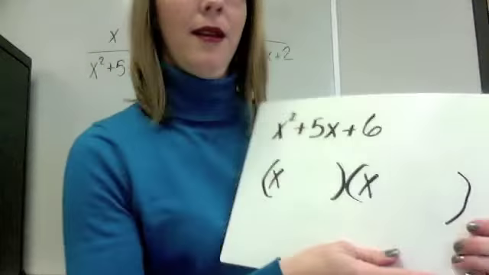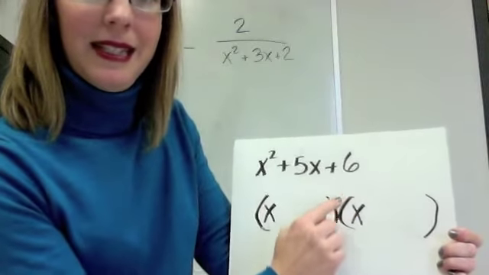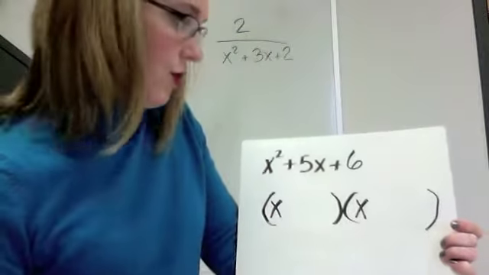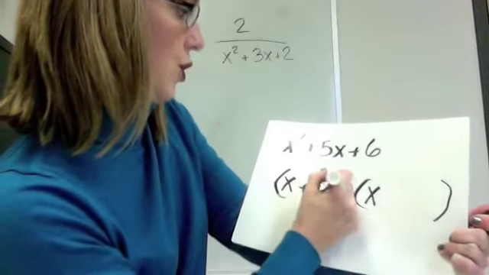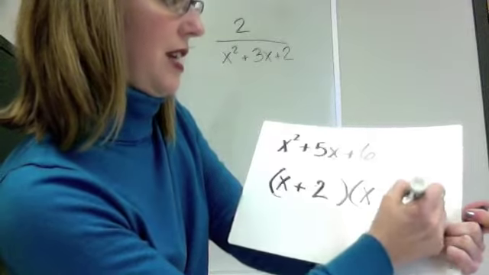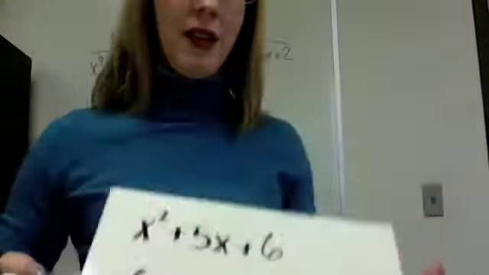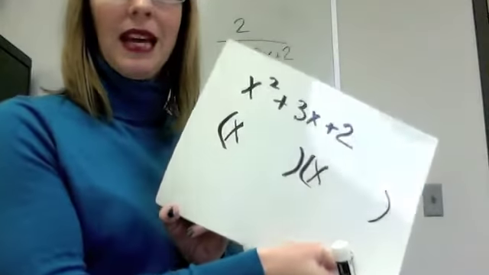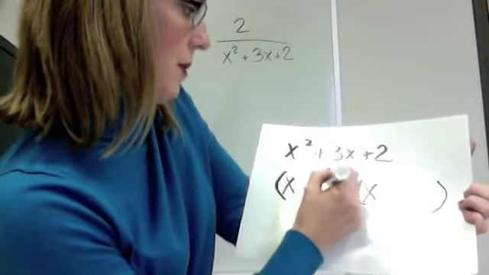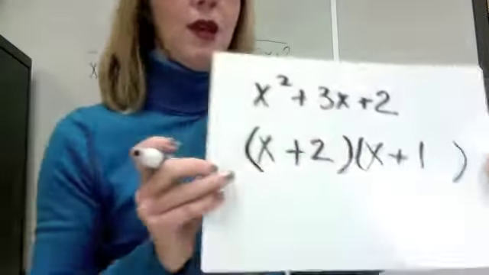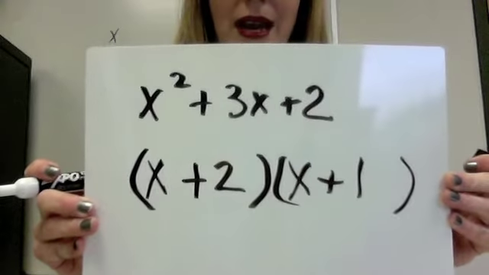I'm doing this upside down. X times x is going to give us x squared. What multiplies to give us 6 and adds up to 5? So, hopefully, let's see. 2 times 3 gives us 6 and adds up to 5. This one, x squared plus 3x plus 2. 2 times 1 gives you 2 and adds up to 3.